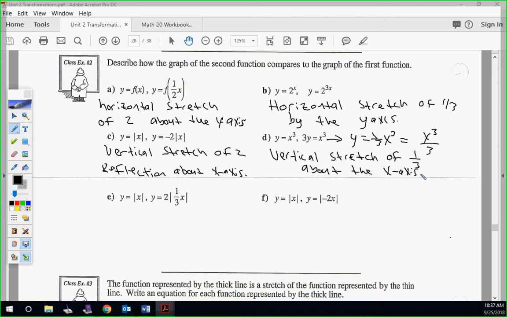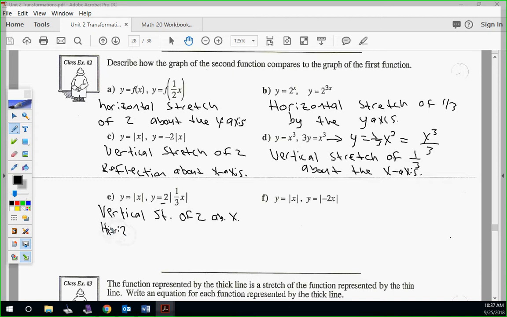So like on E here, there's 2 now, right? We have something outside and something inside. So we're looking at a vertical and a horizontal. So this one is going to be vertical. You can start abbreviating to vertical stretch of 2, and then you put about the x-axis. Then you get a horizontal.